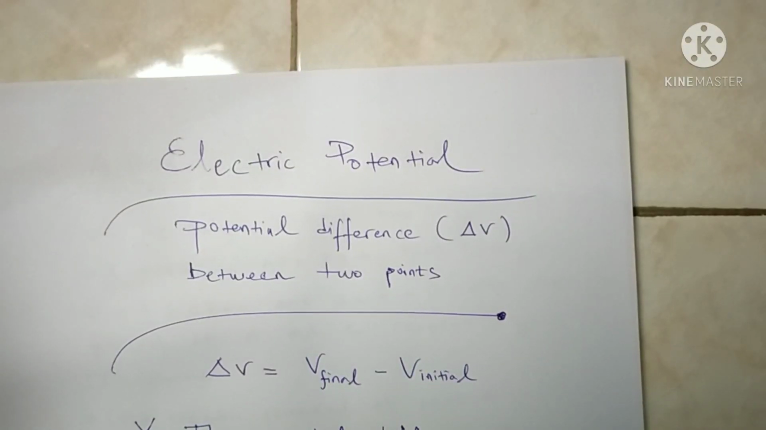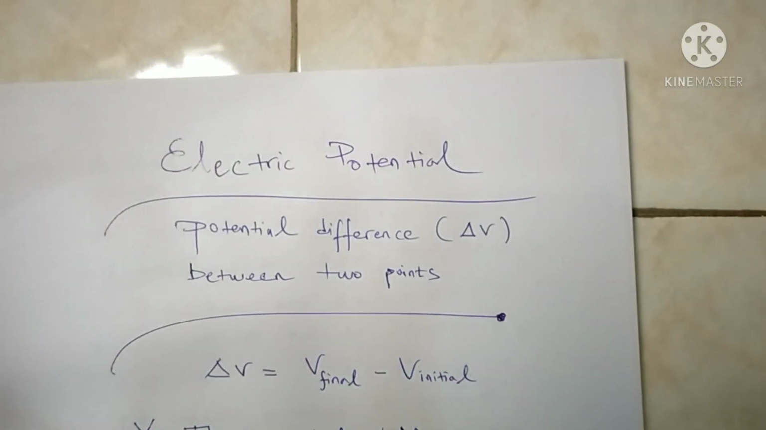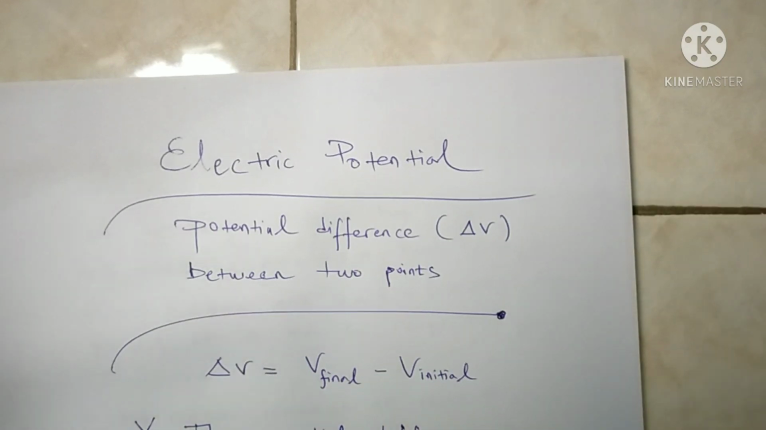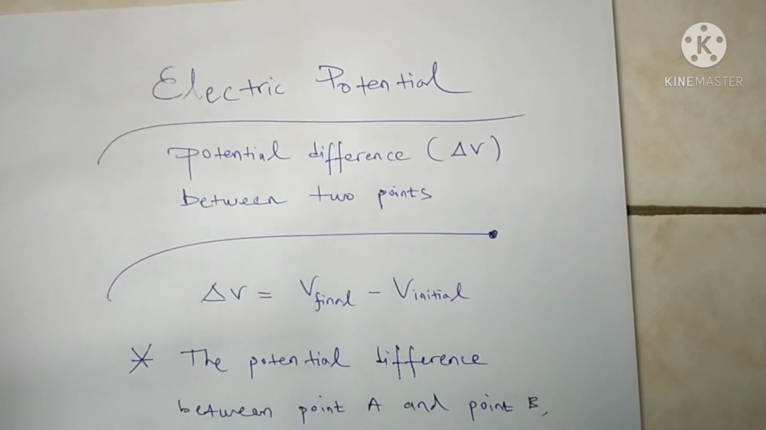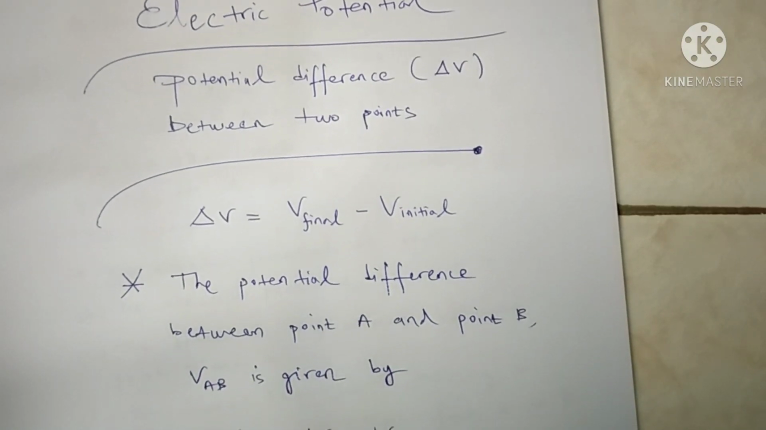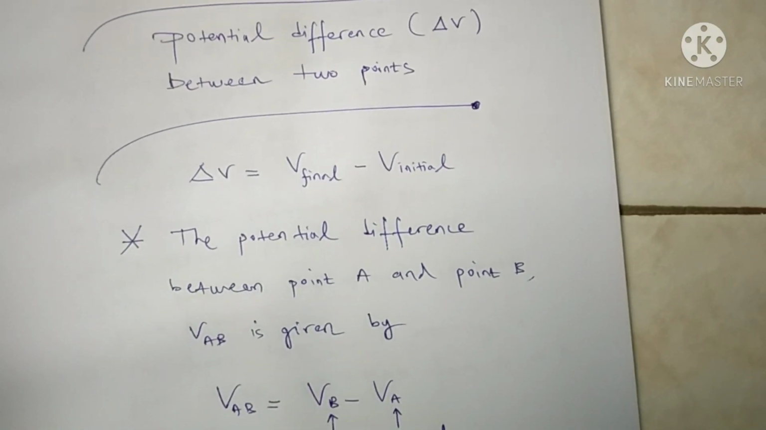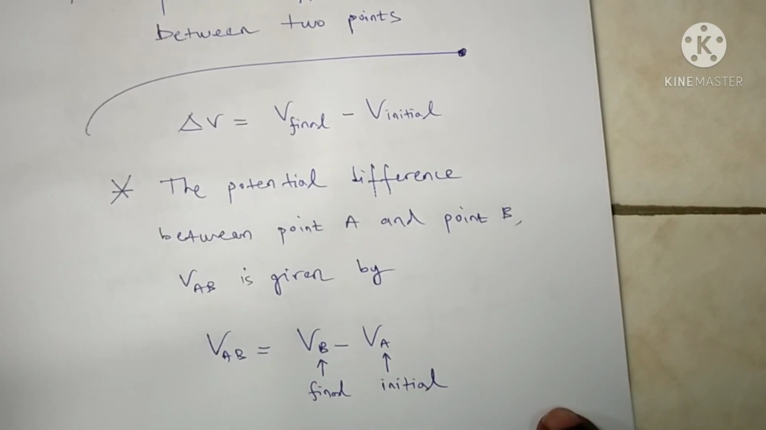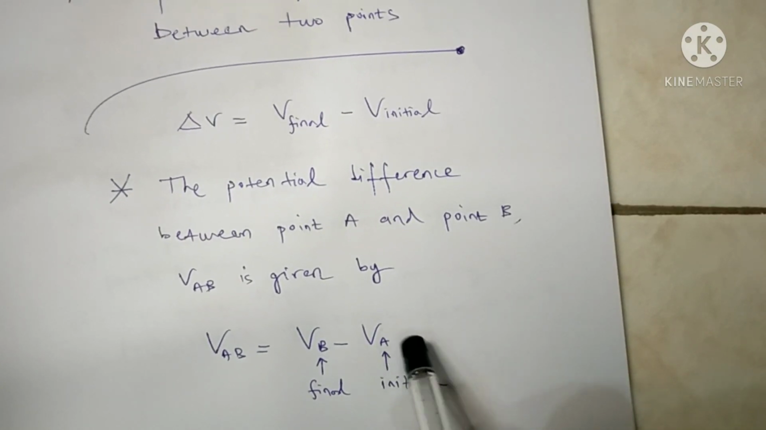Hi all, let us see electric potential part 2. We're going to see potential difference between 2 points, which is change of V equals V final minus V initial. Therefore, the potential difference between point A and point B, which is VAB, is given by VB minus VA.